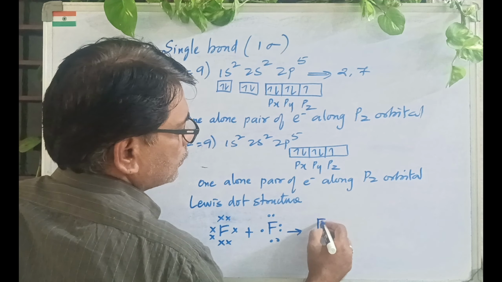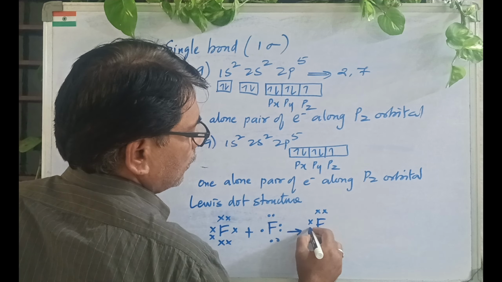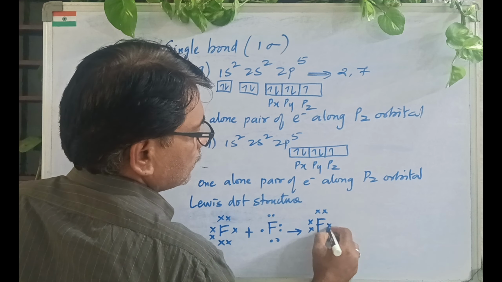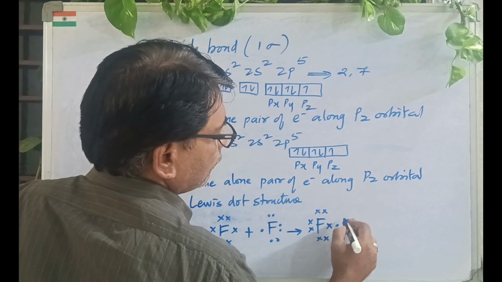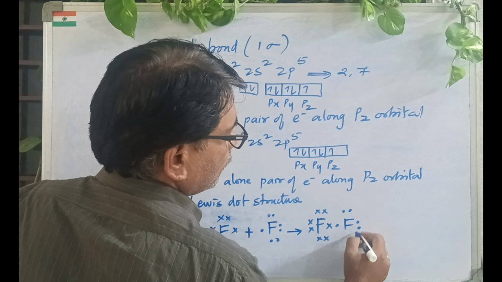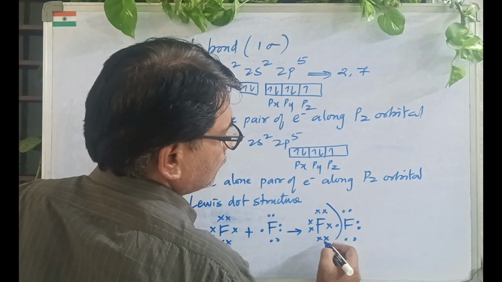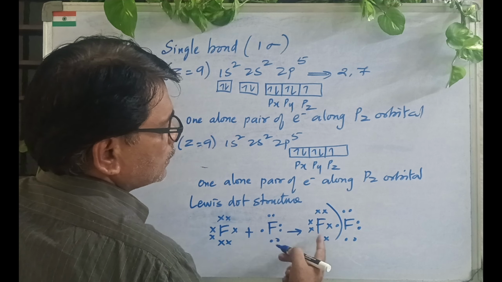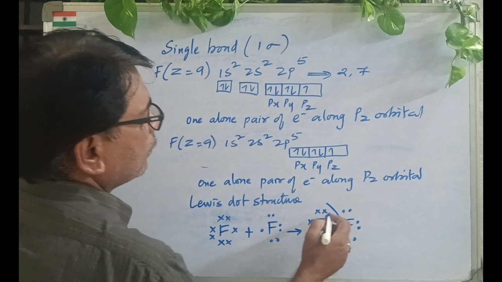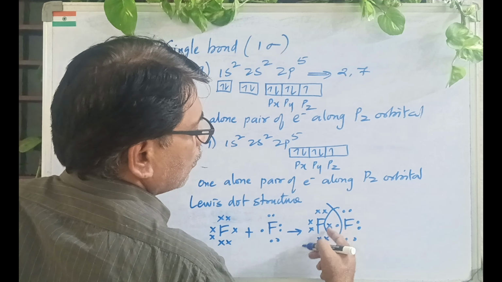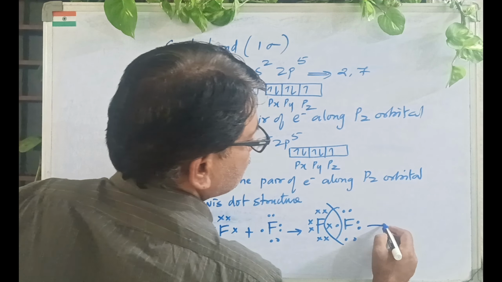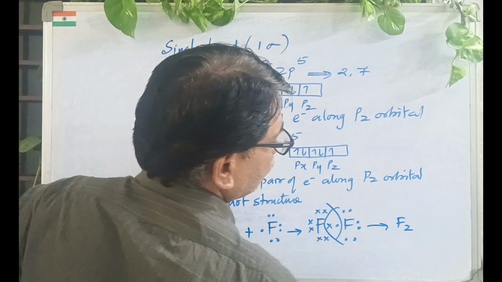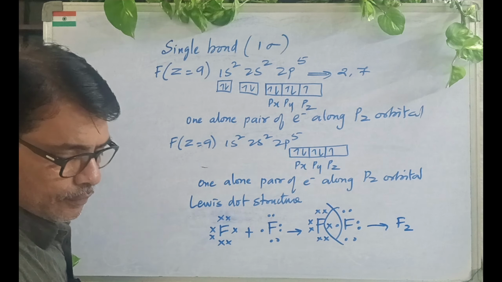Now I'll combine these two. For this also 7. Come on this side, count 1, 2, 3, 4, 5, 6, 7, 8. It obtained octet configuration. Count this side, 1, 2, 3, 4, 5, 6, 7, 8. Therefore you get the F2 molecule. So what is happening?